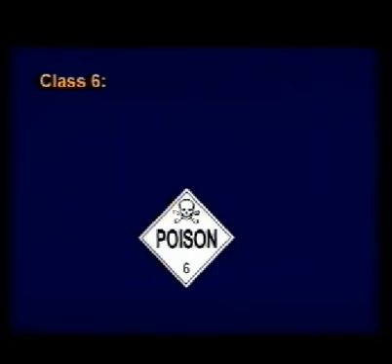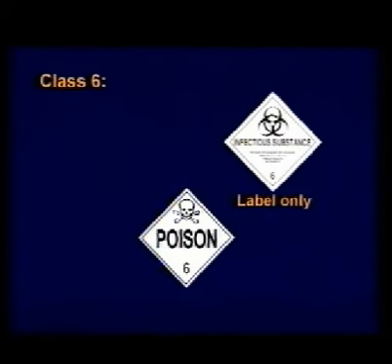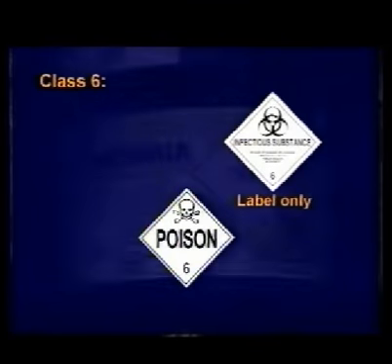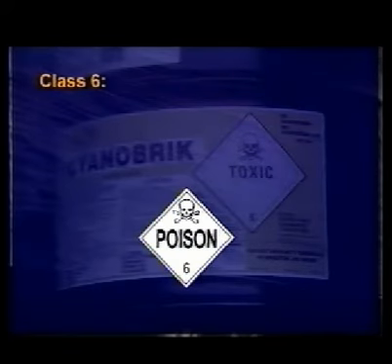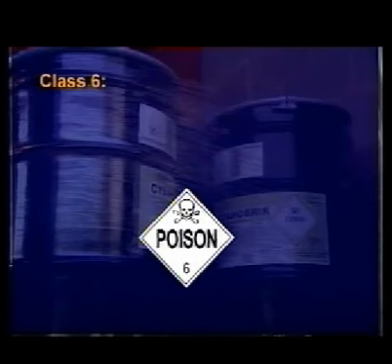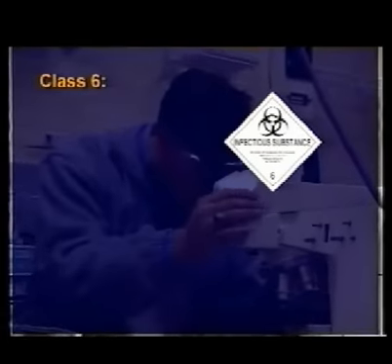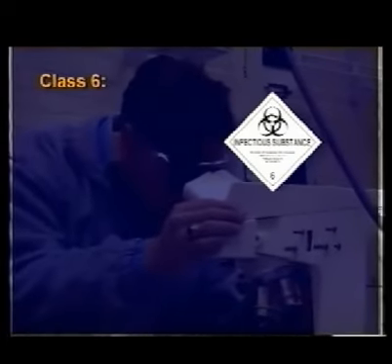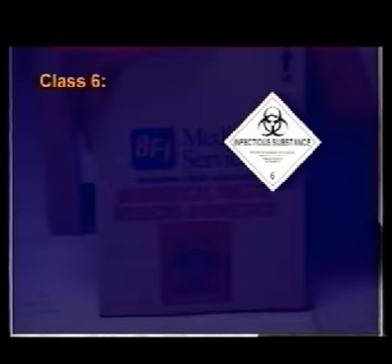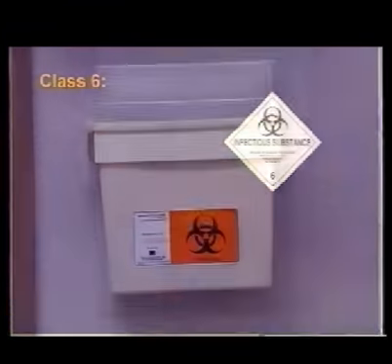Class 6 is divided into Division 6.1, poisonous or toxic materials, and Division 6.2, infectious substances. Poisons such as sodium cyanide and parathion may cause injuries, even death, if swallowed, inhaled, or absorbed through the skin. Infectious substances include microorganisms such as hepatitis and tuberculosis, and regulated medical waste that may cause disease in humans or animals.